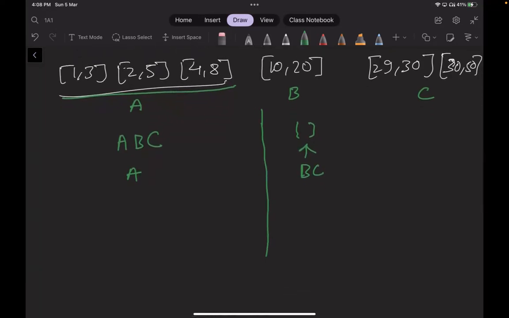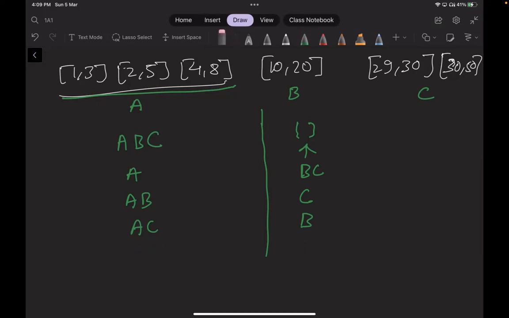AB on one side and C on the other side. Then AC on one side, B on the other side. C and AB, with CA on one side and B on the other, is a kind of mirror image of the previous one. AC and CA are basically the same, so it will be a duplicate.